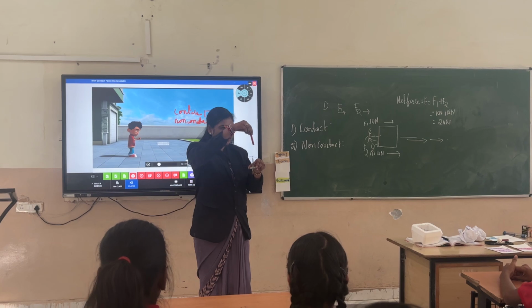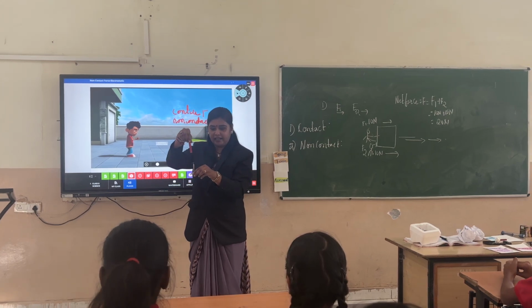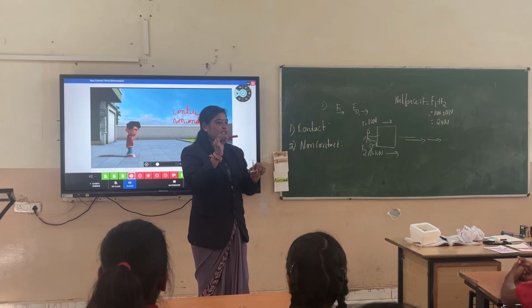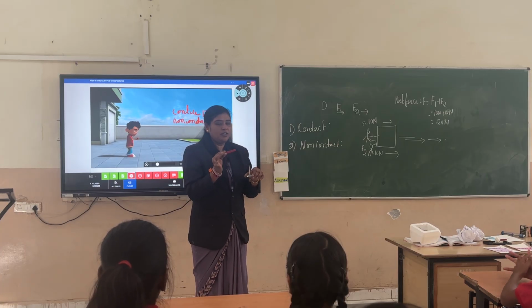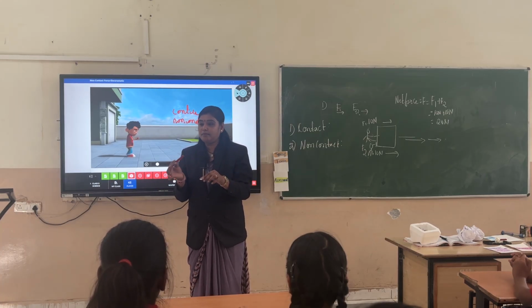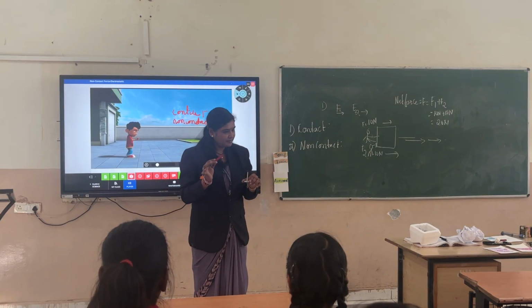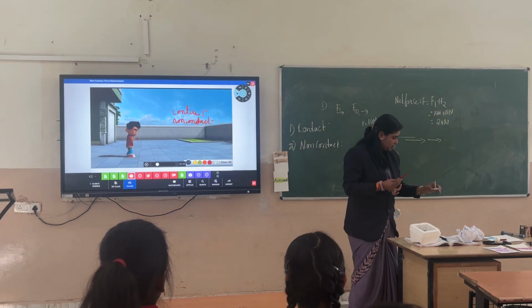Are they in contact? They are not in contact. But still they are exerting force on each other, which means this is the magnetic force, where there is no contact between the two objects, but the force is exerted. That is magnetic force.